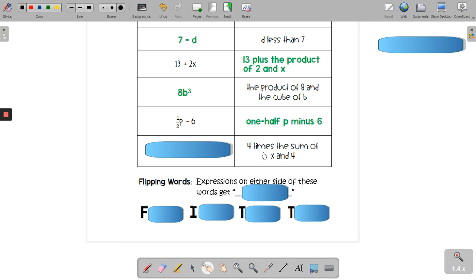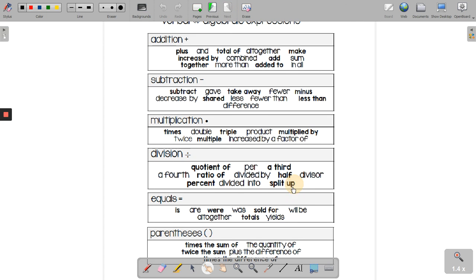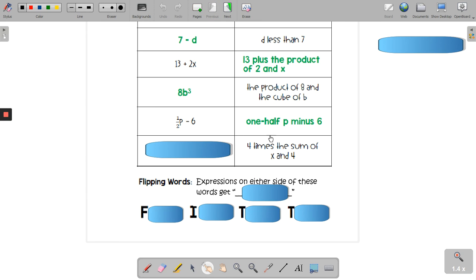Then our last one here, we have 4 times the sum of x and 4. This one's a little bit tricky. If you look back at your page on the back, if you look at parentheses, it says times the sum of. So this part tells us we're going to have parentheses. It's going to be 4 times the sum of, so 4 parentheses, and then x and 4 is the sum. Sum means addition. So we're going to have x plus 4 inside the parentheses, multiplied by the 4 on the outside.